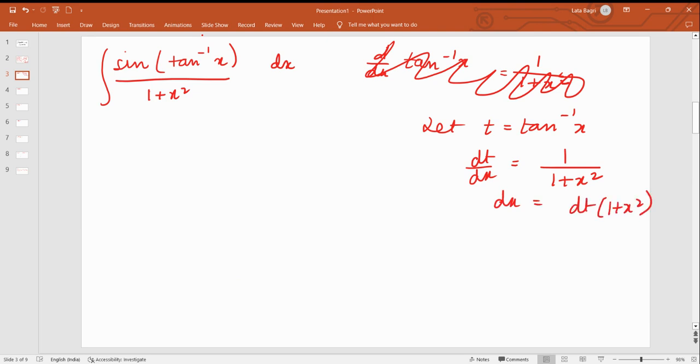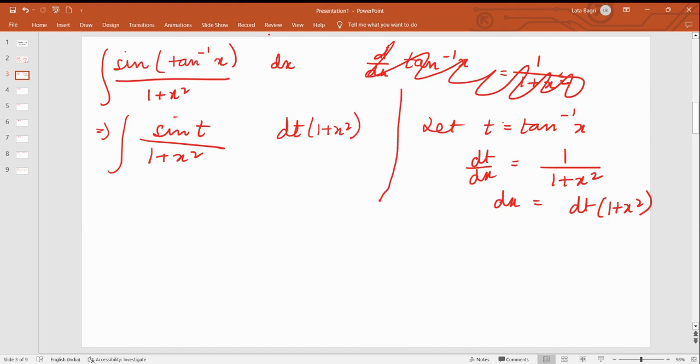Now I'm going to replace this: instead of dx I'll write this. So this means 1 plus x square, and the denominator will get cancelled. As you know, I substituted tan inverse x with the letter t. So I can write this as sin t by 1 plus x square, and instead of dx I will write dt times 1 plus x squared, like how I did over here. This is important.